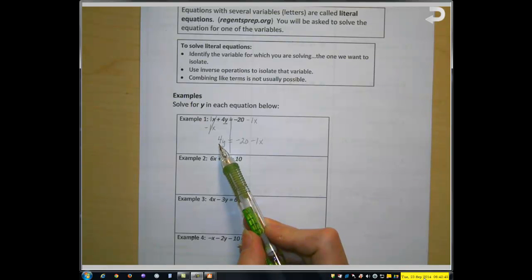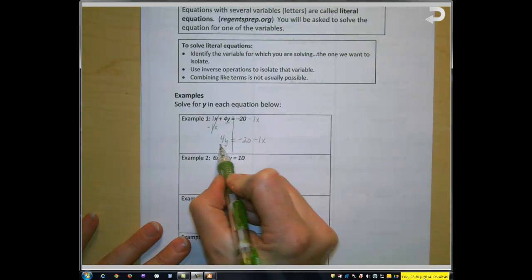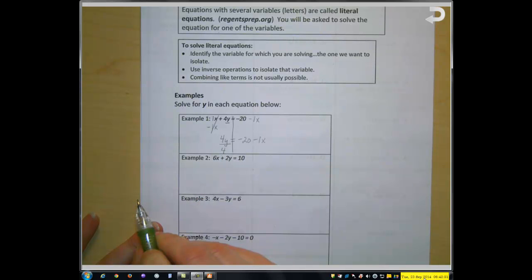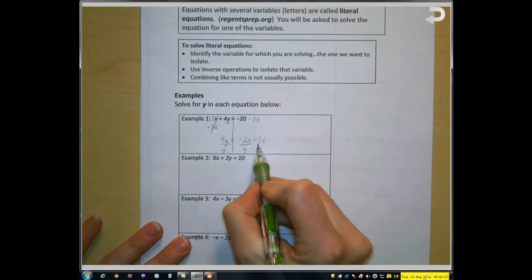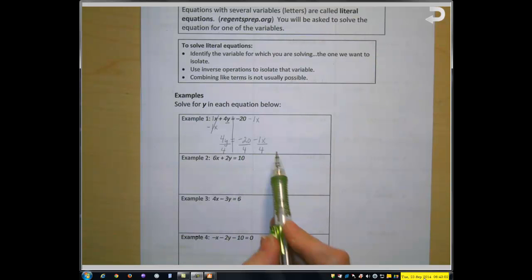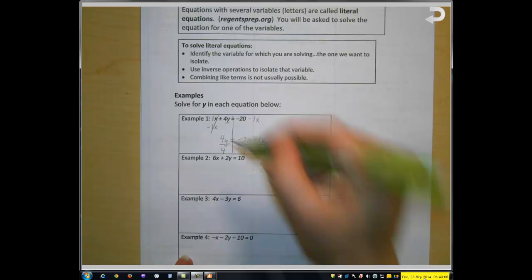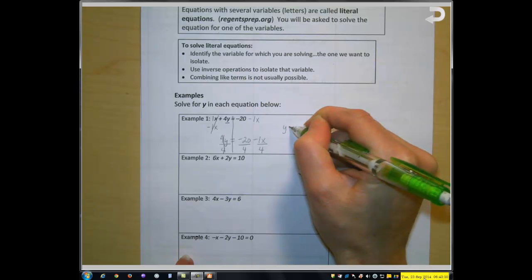Now we have 4 multiplied by y, and the inverse of that would be to divide by 4. And we need to divide everything on this side of the equation by 4. So I'm basically just going to do it to this term and to that term. Okay, so now let's simplify again. The 4's cancel, and we're left with y.